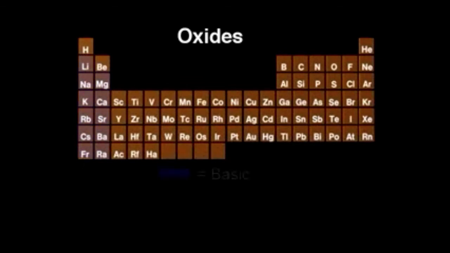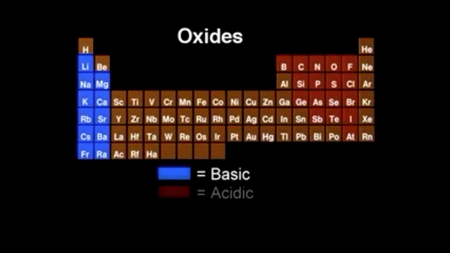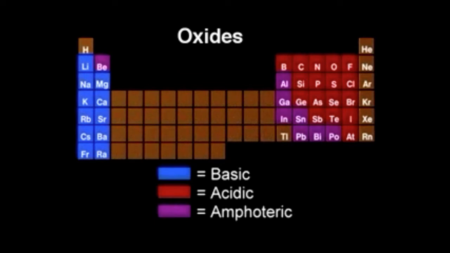In summary, the oxides of the strongly metallic elements form basic solutions, while the oxides of the nonmetals generally form acidic solutions. The oxides of many other elements may exhibit either acidic or basic character and are said to be amphoteric. The acid-base properties of transition element oxides must be discussed separately.